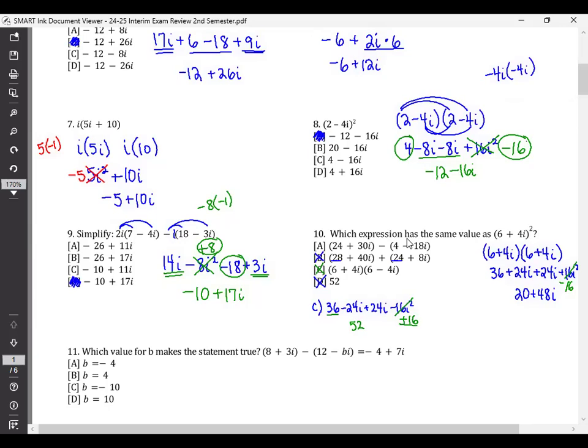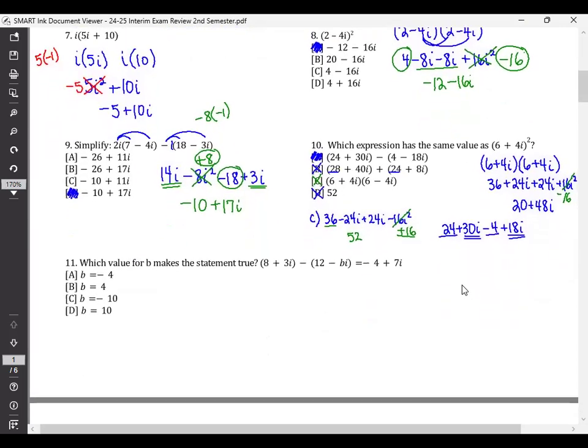If you're looking at choice A, we have 24 plus 30i. We can go and distribute that negative. So now it's going to be minus 4 plus 18i. And then if we look there, 24 minus 4 is 20. 30 plus 18 is 48. So that one works. A is the one that matches.